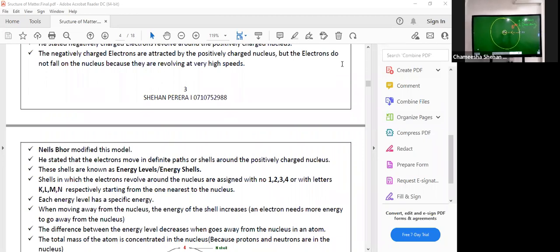Next part, Niels Bohr modified this model. He stated that the electrons move in definite paths or energy shells around the positively charged nucleus. These shells are known as energy levels or energy shells. Shells in which the electrons revolve around the nucleus are assigned with numbers from 1 to 4 or with letters K, L, M, N respectively, starting from the one which is nearest to the nucleus.